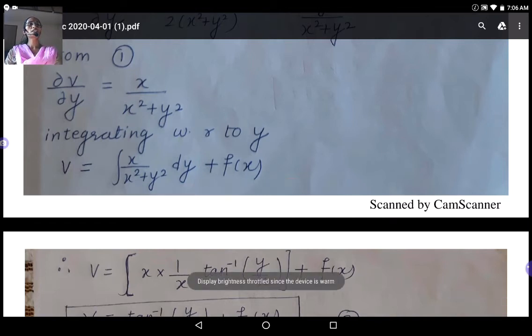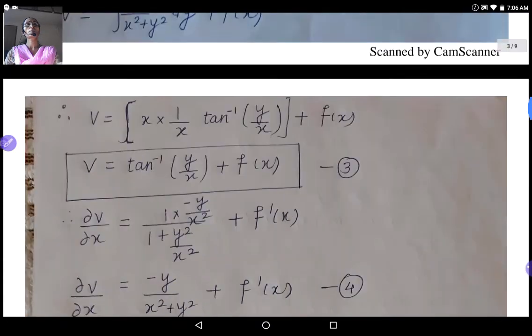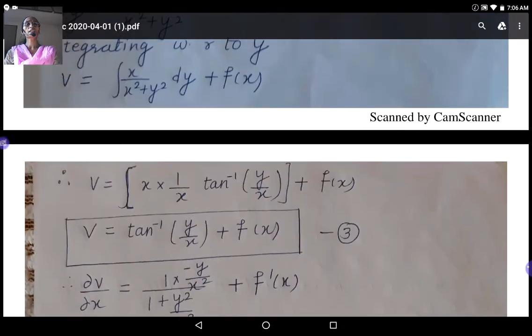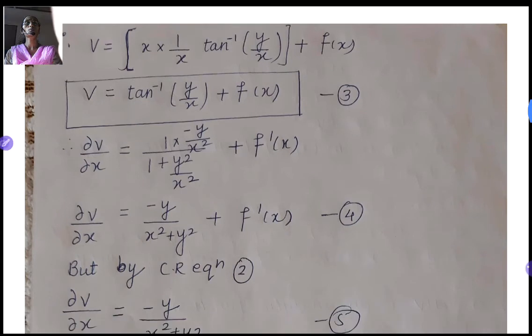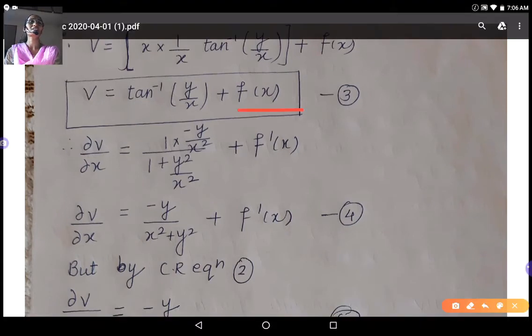Now take the integration. x is constant, so it is written as it is. Then integration of 1 upon x square plus y square will be 1 upon the constant term into tan inverse of y by x, plus this constant term f of x. X and x cancel, so your answer is tan inverse of y by x plus f of x. Here we got the value of v, but you can see that v contains f of x, and we will need to find the value of f of x.